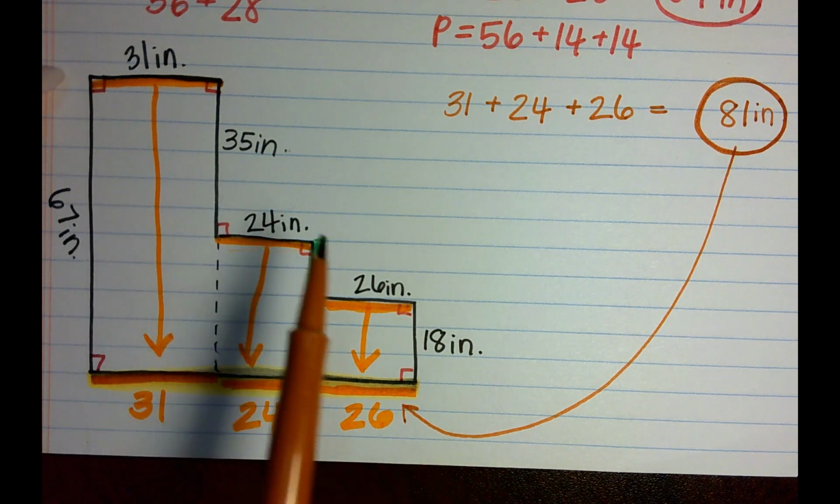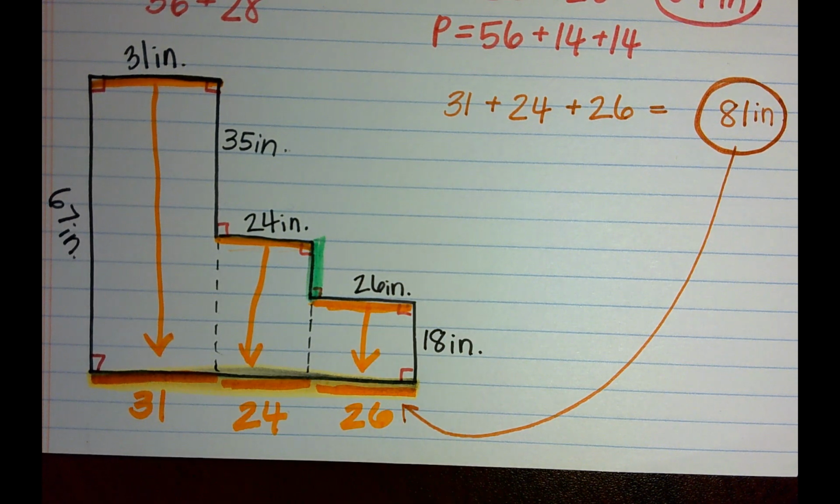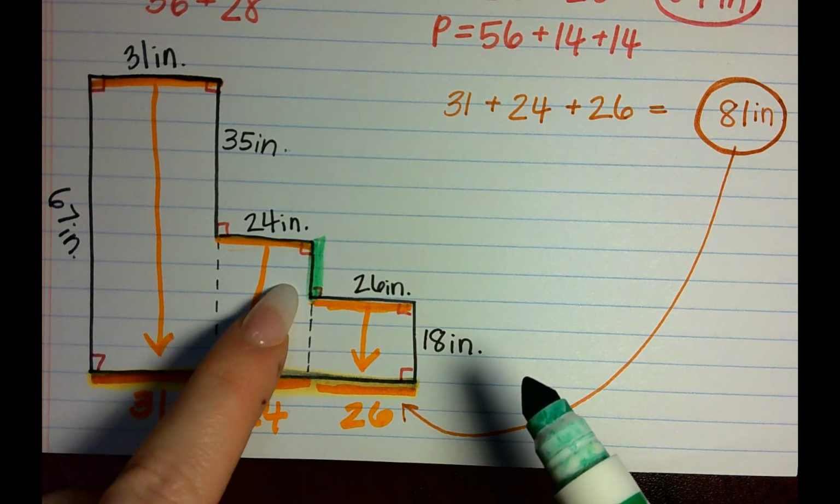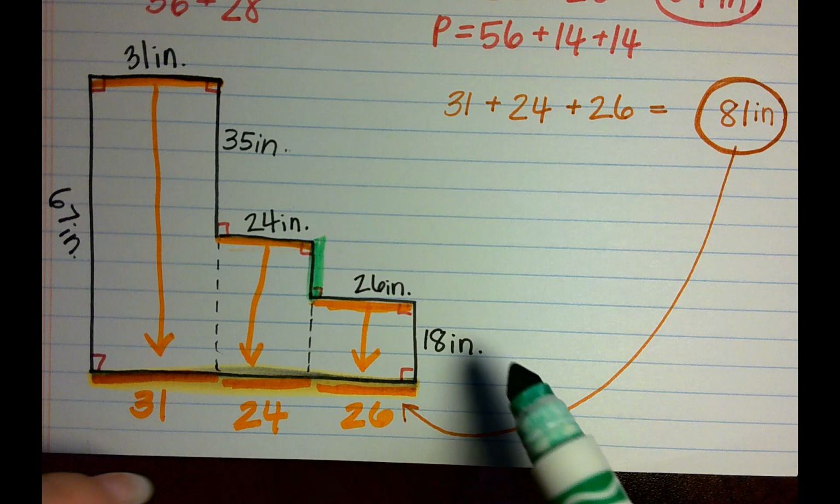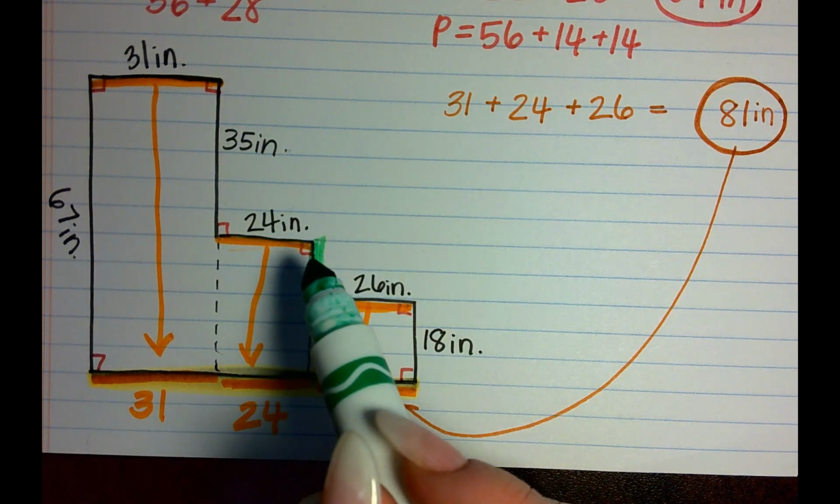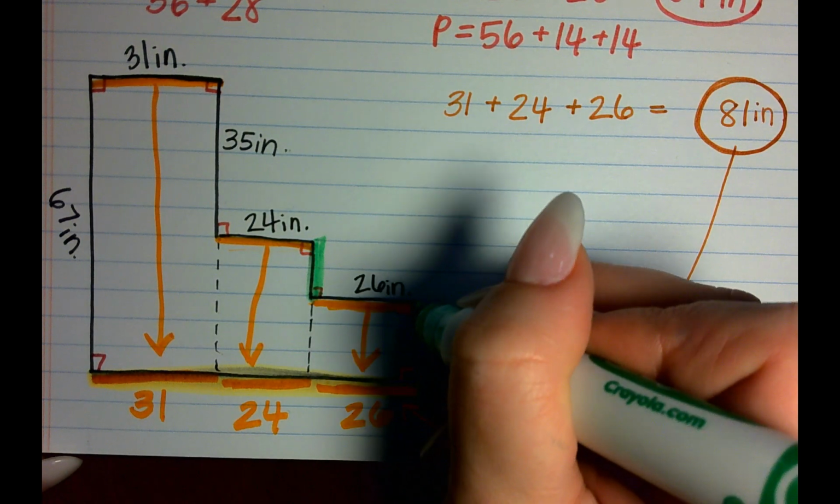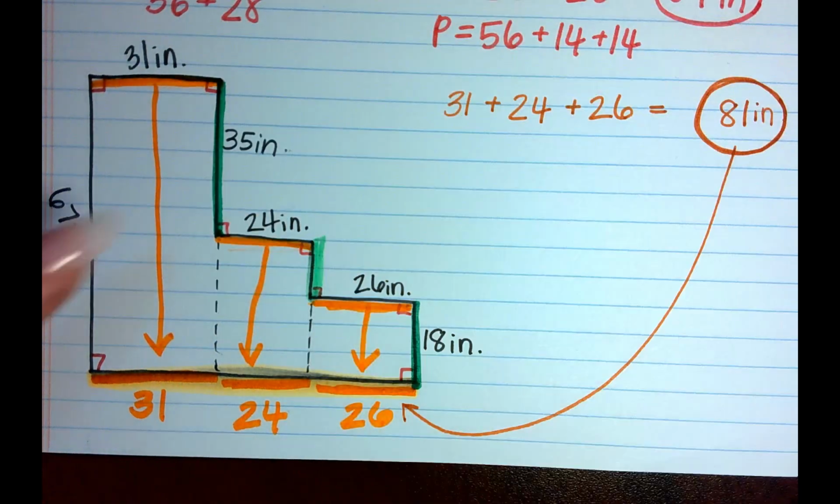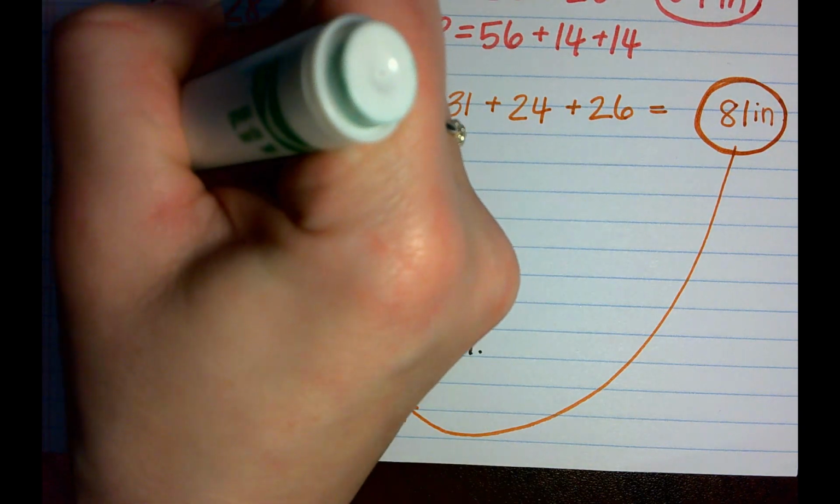67 minus 35 minus 18, and you get 14. Let me mark this on. Now I'm looking at the sides that are parallel to my green one. I am missing this length. I take away this side length, this side length, 18 that is the same, 35 is the same, and 67.